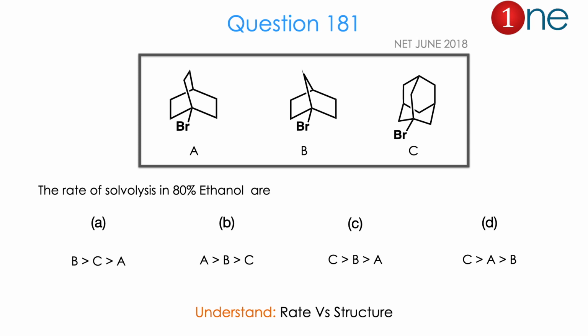They are asking the rate of solvolysis in ethanol. They have given the choices. You have to guess which one is higher and which one is lower. So from the 3 structures and the solvolysis, you might realize the question is really about rate versus structure. The answer is D. Let us see how.